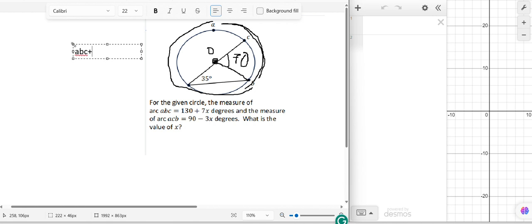Measure of arc ABC plus measure of arc ACB minus measure of arc CB equals 360 degrees. So that is 130 plus 7x, plus 90 minus 3x, minus 70, equals 360 degrees. After solving this equation for the value of x, we get x equal to 52.5.